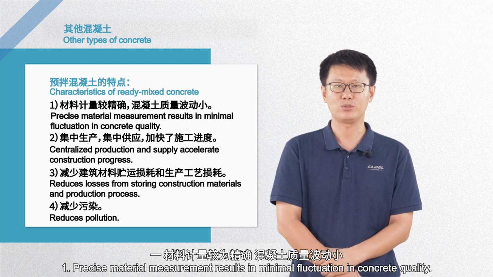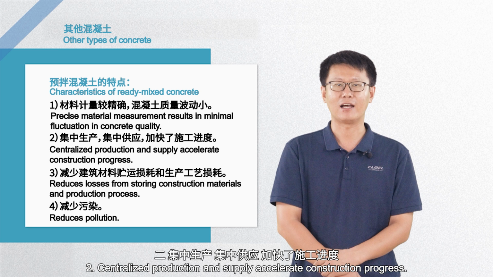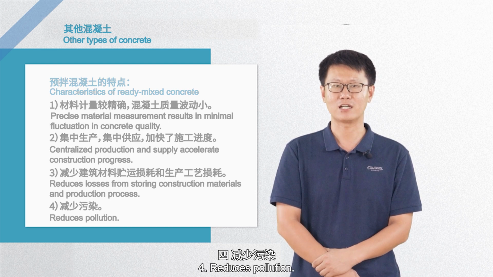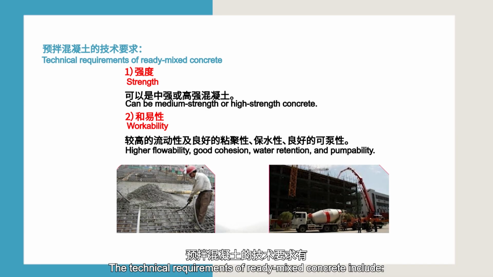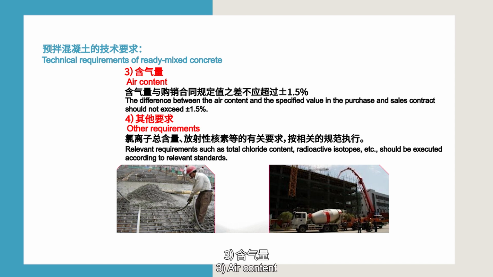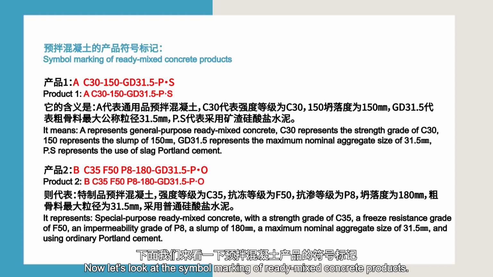Precise material measurement results in minimal fluctuation in concrete quality. 2. Centralized production and supply accelerate the construction process. 3. Reduces losses from storing construction materials and from the production process. 4. Reduces pollution. The technical requirements of ready-mixed concrete include: 1. Strength. 2. Workability. 3. Air content. 4. Other requirements. Now let's look at the symbol marking of ready-mixed concrete products.